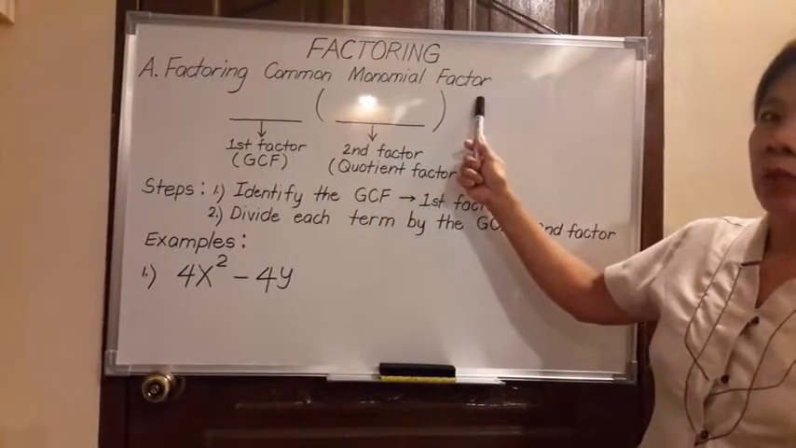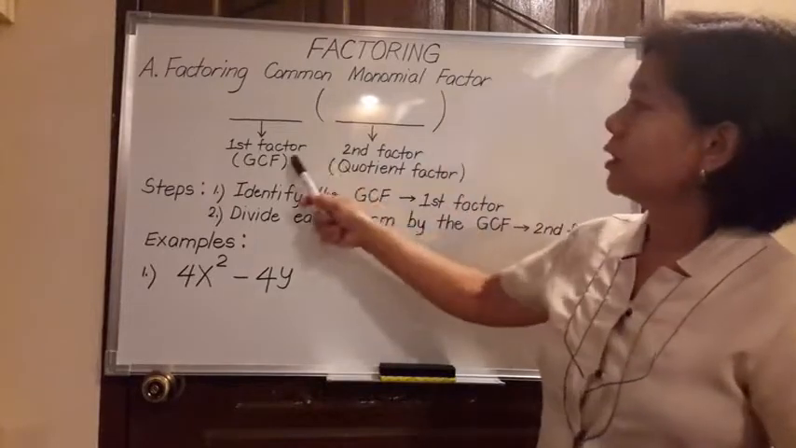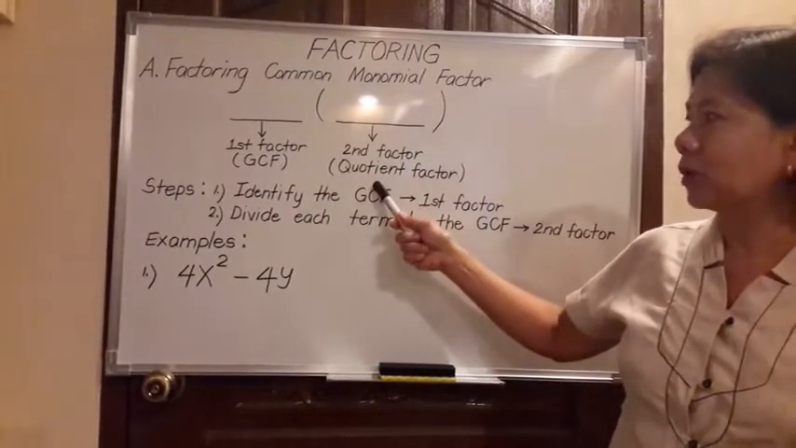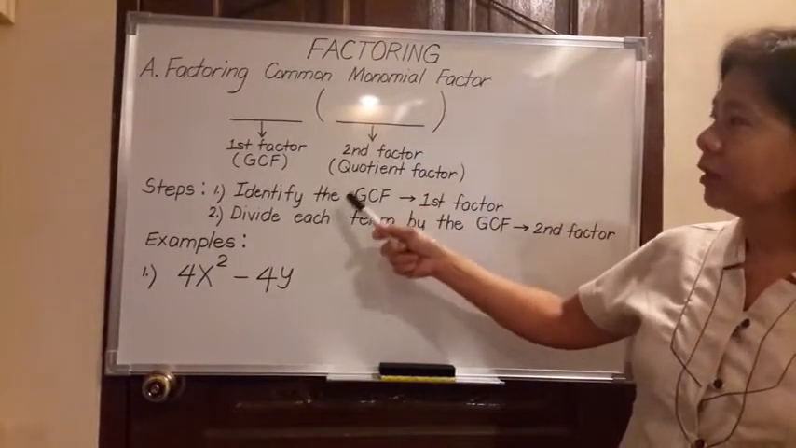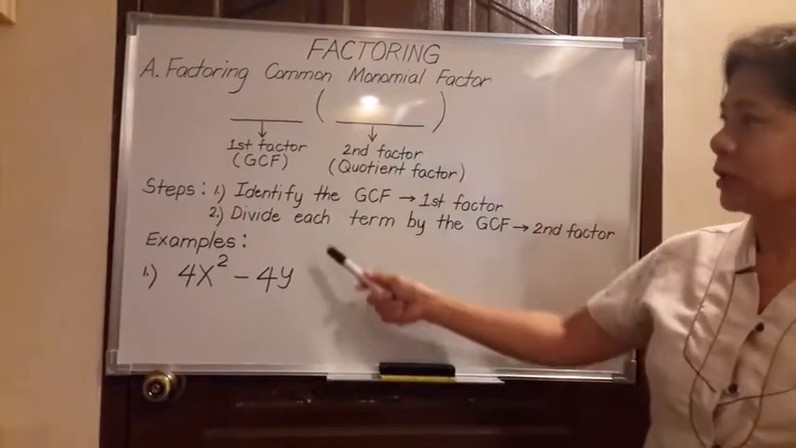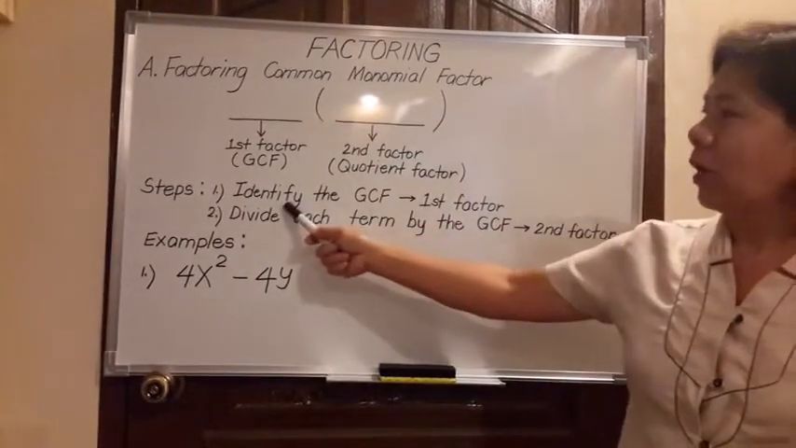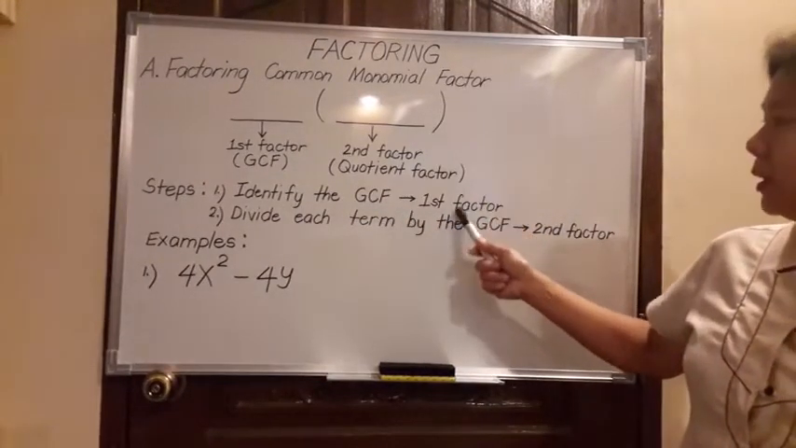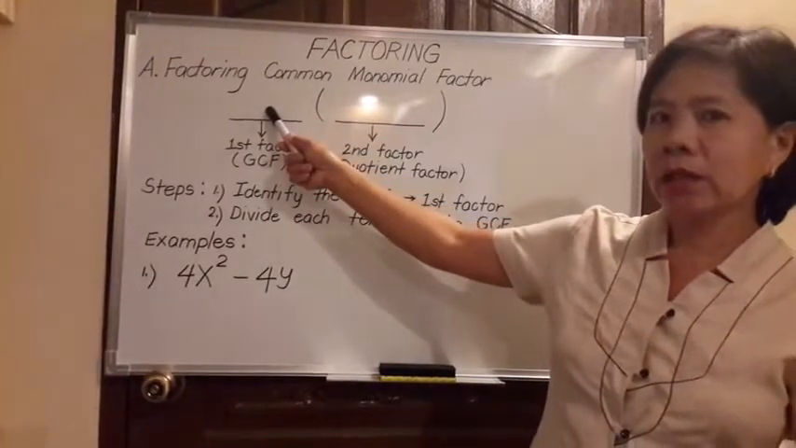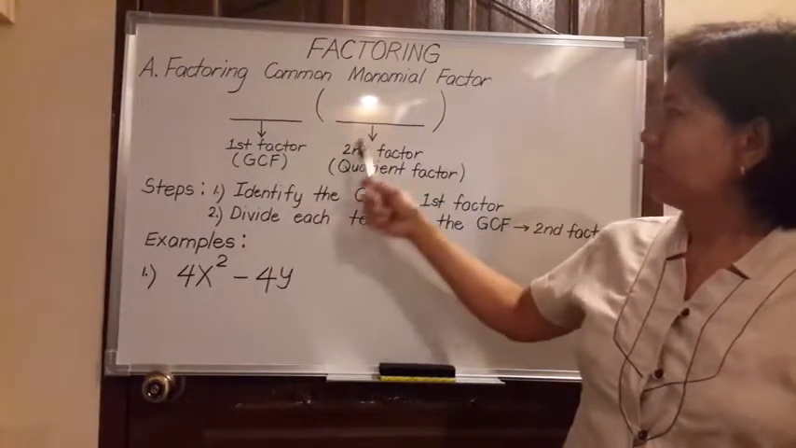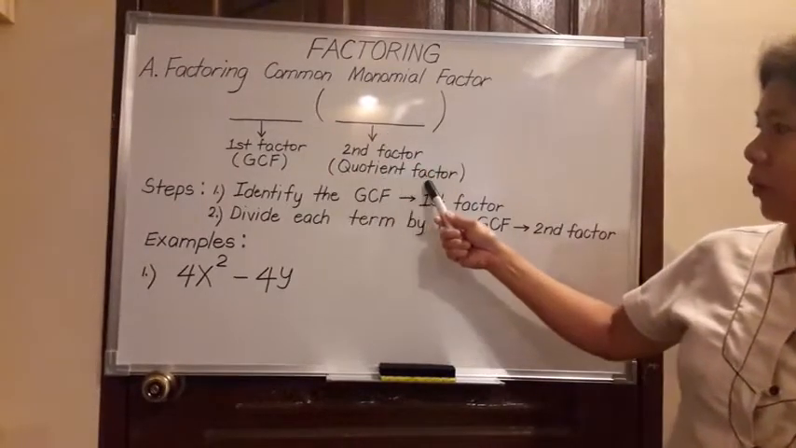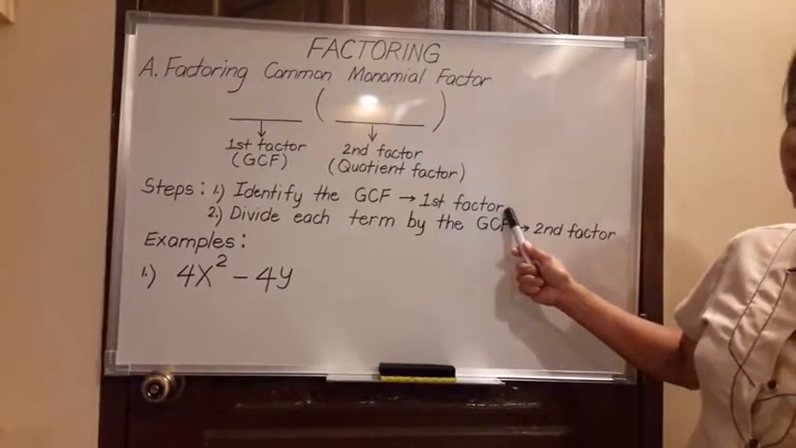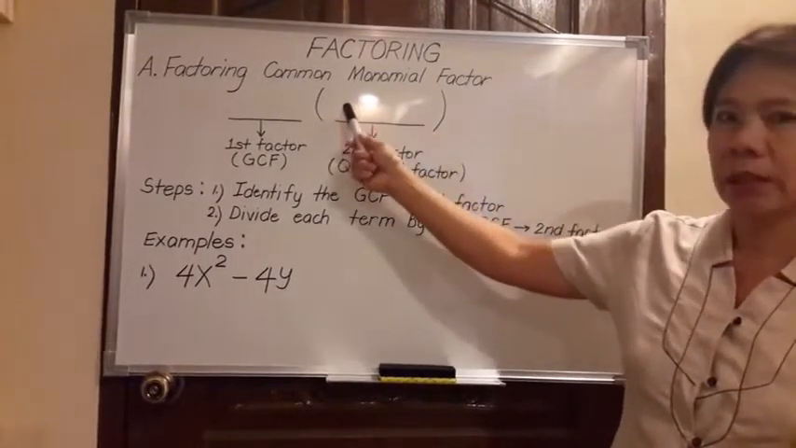In this type of factoring, there should be two factors. The first factor is also called the greatest common factor, and the second factor is called the quotient factor. There are two steps in solving for the factors. First, you have to identify the greatest common factor, and this is for the first factor. And this first factor should be written outside the parentheses. And then for the second factor, which is the quotient factor, you just simply divide each term by the greatest common factor. And this factor should be written inside the parentheses.